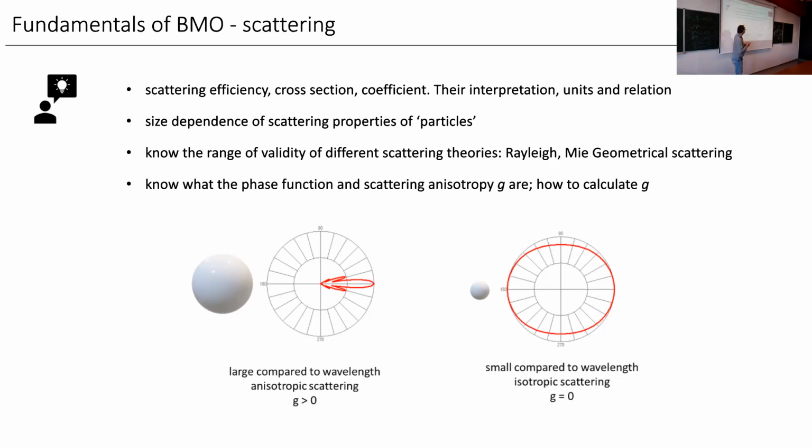Obviously, I want you to know what the phase function is. And also because the function is not so convenient to work with, it is usually parameterized in a single number, g, the scattering isotropy. I also want you to know what that is. Anyone know by chance? Yeah, I expected you. What is it?